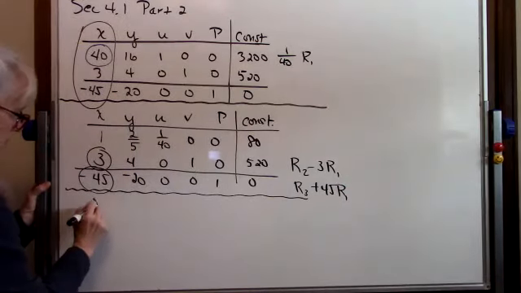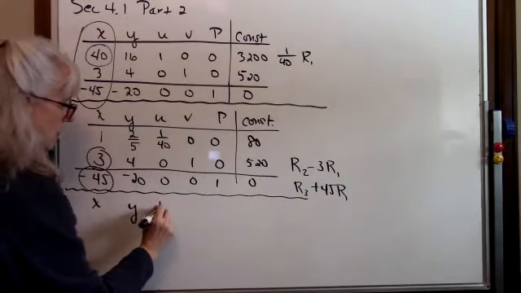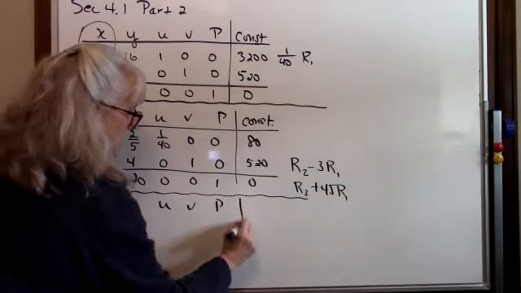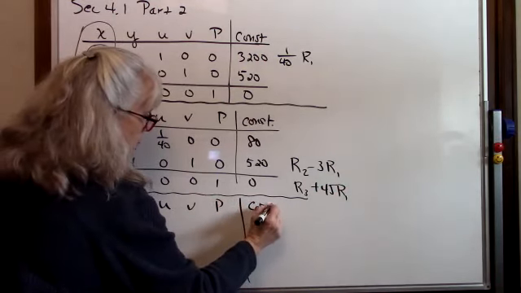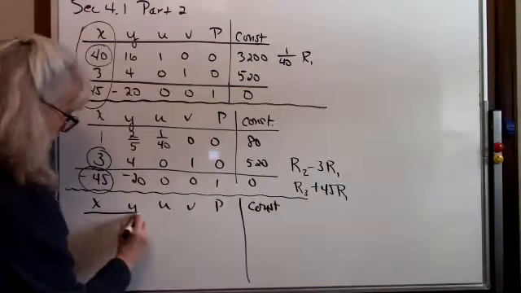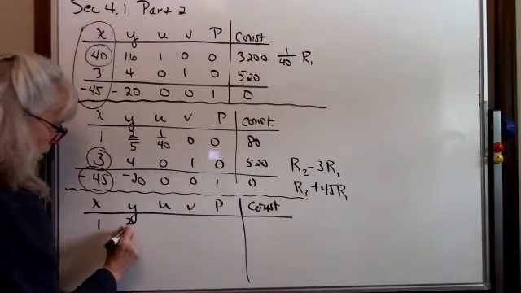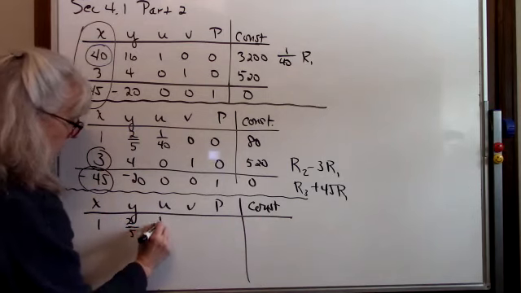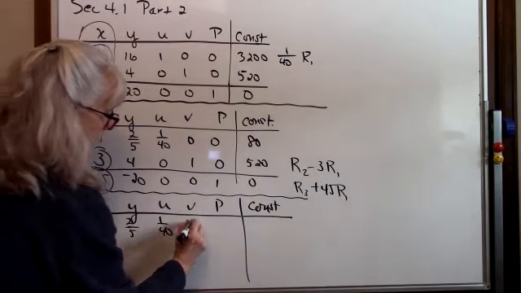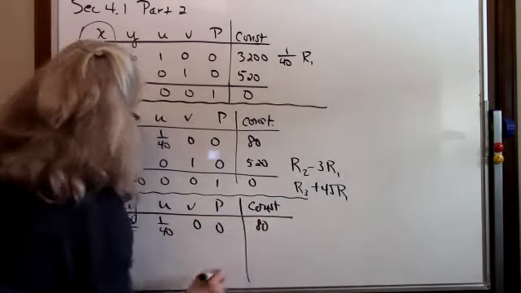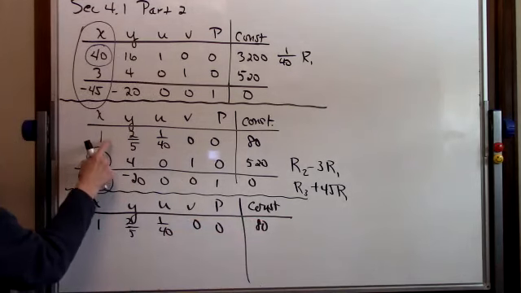So that'll give us this: x, y, u, v, p, and a constant. We're not changing that first row, still a 1, the 2 over 5, the 1 over 40, 0, 0, and 80. Okay, we come in and do row 2 minus 3 times row 1.